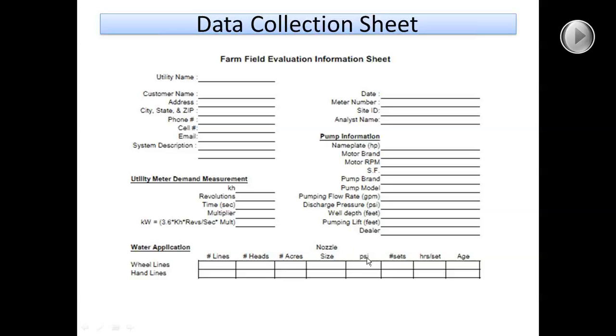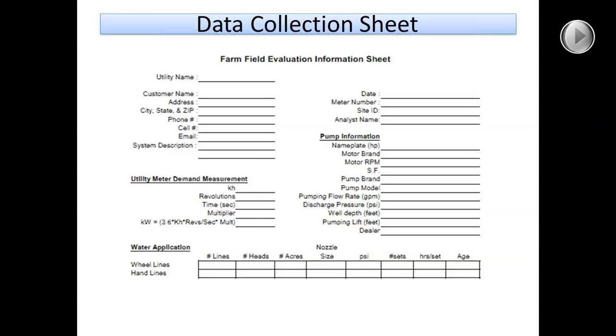and pressure. If they have an idea what their pressure is out of the lines, or if we measure it, we'll put that in here. Otherwise, we can leave that blank. If we know the nozzle size and an average operating pressure, we can estimate flow rates for the wheel lines and hand lines and get pretty close.